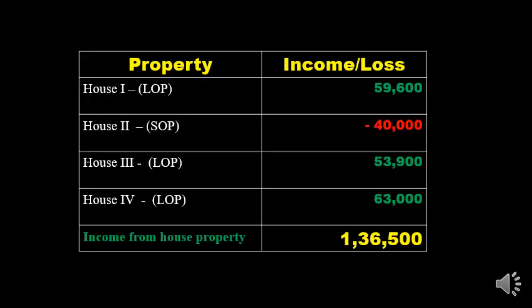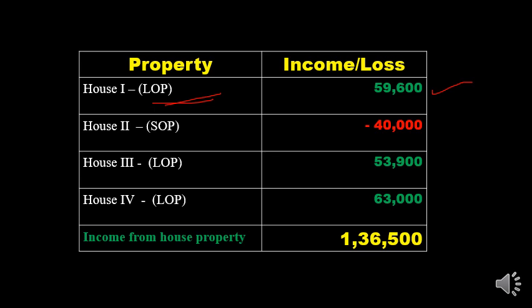So this is the grand total of all the 4 houses. The only point in this problem is related to unrealized rent. The other concepts are the same as in the problems I have solved in the previous classes. So the first house is 59,600, which includes 5,000 of unrealized rent of the preceding previous year. If you did not consider it at the time of calculation of the first house, you can add it at the end.